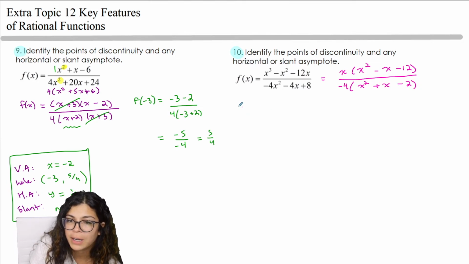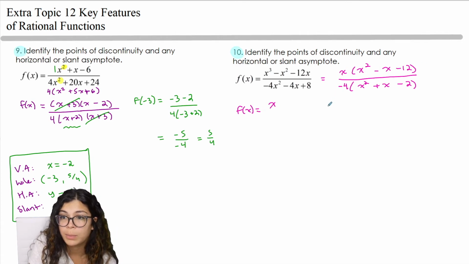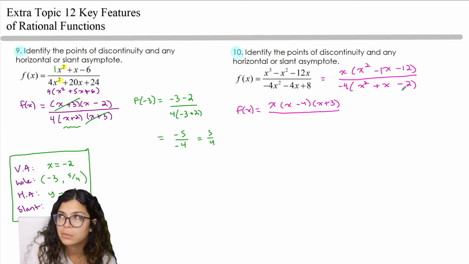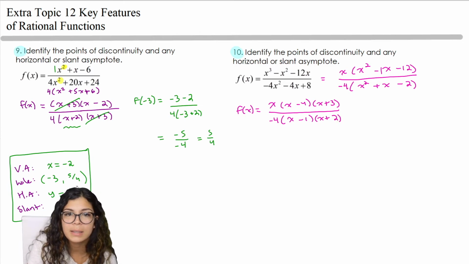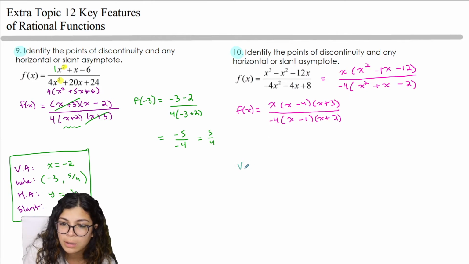Now we can continue factoring that further. Multiplies to -12, adds to -1 will be -4 and 3. So this will factor into x minus 4 times x plus 3. In the denominator, multiplies to -2, adds to 1 would be 2 and -1. So this will factor into -4 times x minus 1 times x plus 2. All right, now let's take a look. Does anything cancel? No.